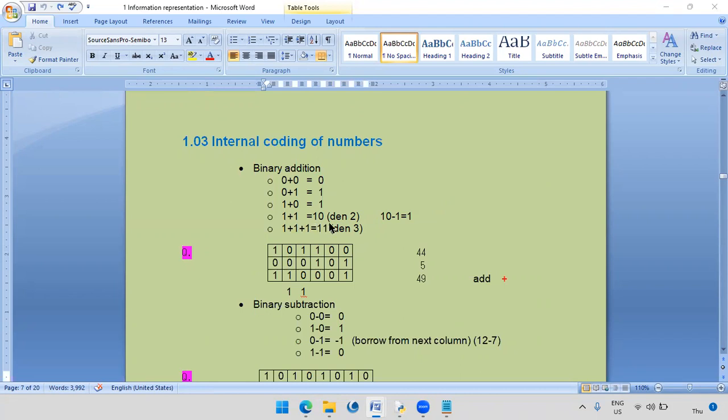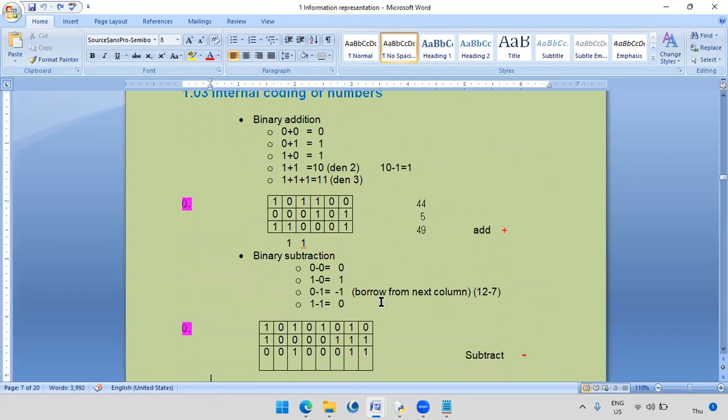If 1 plus 1 is 1, 0, then 1, 0 minus 1 should be 1, no? You take this 1 into this side. This side will become 10 minus 1. That's not 10, that's 1, 0. You take this one here, 1, 0 minus 1 equals 1 remaining on this side. That will be useful. Then 1 plus 1 plus 1 equals 1, 1. In denary, it's 3.